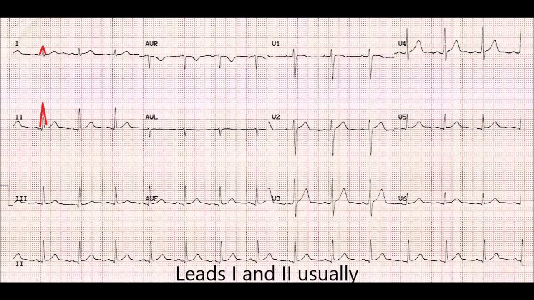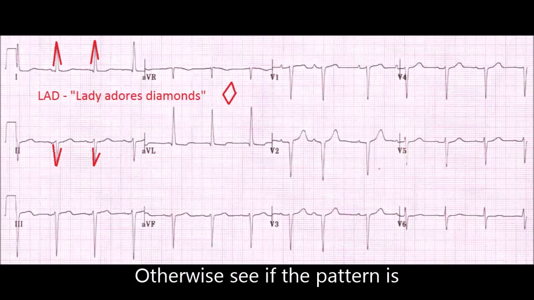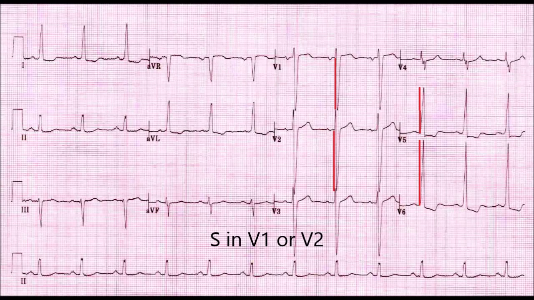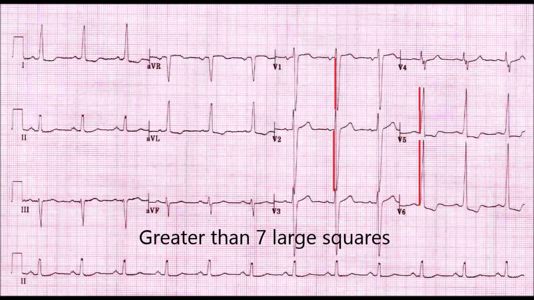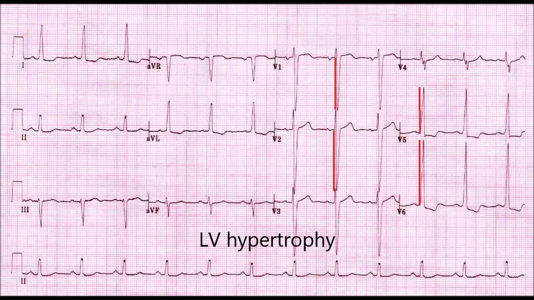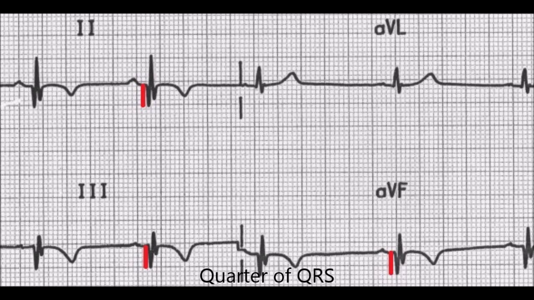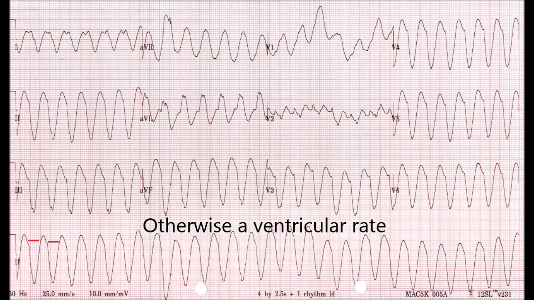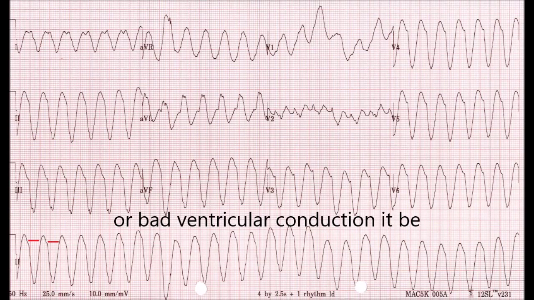Leads 1 and 2 usually should both turn up you see. Otherwise, see if the pattern is LAD or RAD. S in V1 or V2 plus R in V5 or V6 greater than 7 large squares, LV hypertrophy. Look for Q waves, quarter of QRS. 2 in the same territory could be an infarct past. Less than 100 milliseconds, QRS length should be, otherwise a ventricular rhythm or bad ventricular conduction would be.